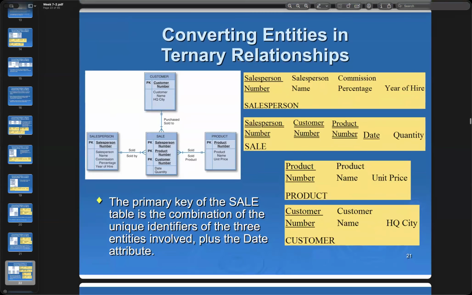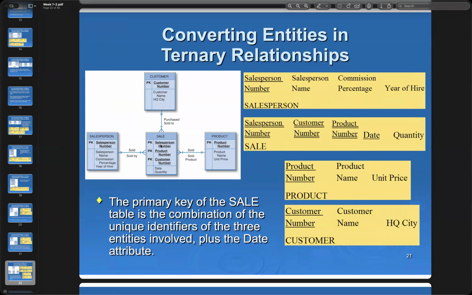Okay, and once we try converting the entity, let's say with a ternary relationship, because we have three entities right here, then the primary key of the sales table right here is a combination of the unique identifiers of three other entities. So it will be the sales number, salesperson number, customer number, and product number. So it combines as the sales right here, right?